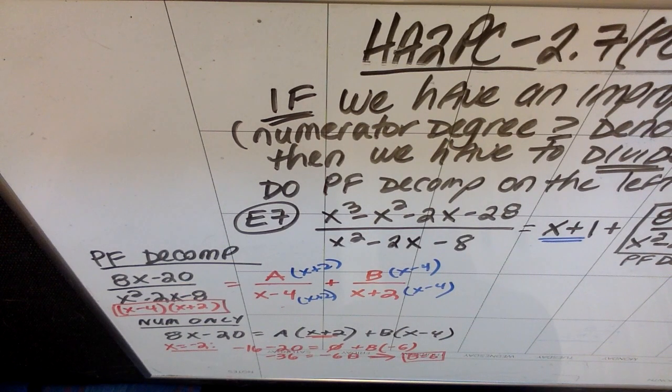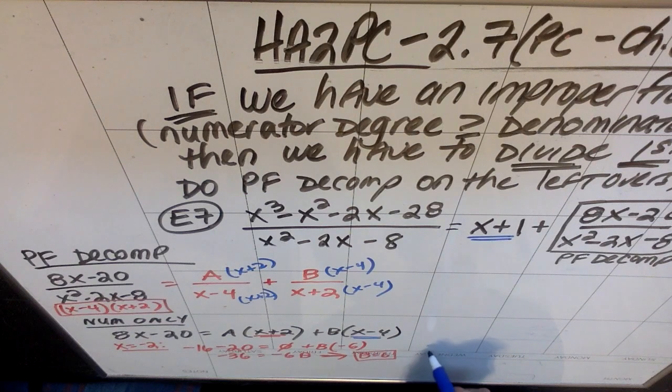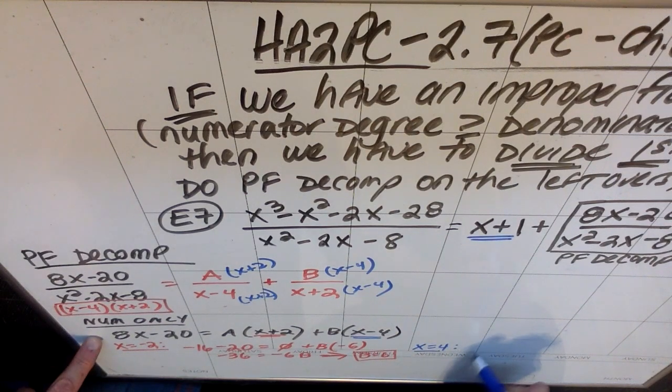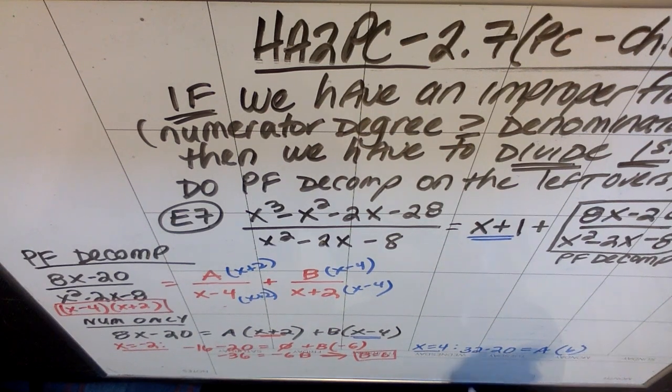And then if I do my other substitution, if instead I substitute in x equals 4, that's going to knock out my B term, so I'm going to end up getting 32 minus 20 equals A times 6, because x plus 2 is 6. So I end up getting 12 equals 6A, so my A is 2.